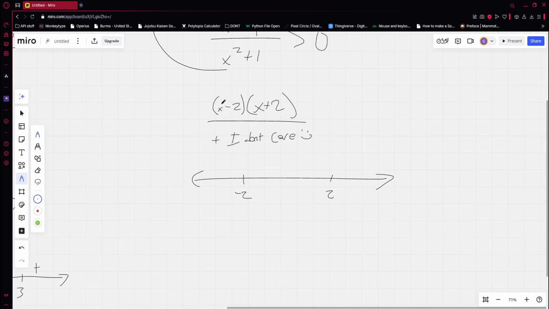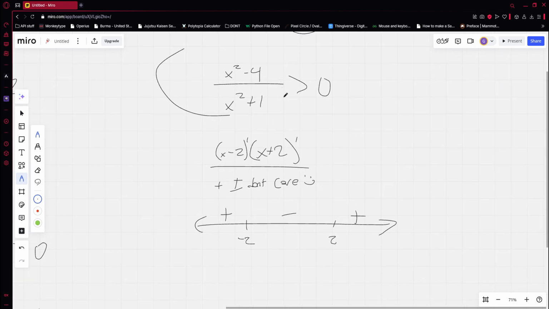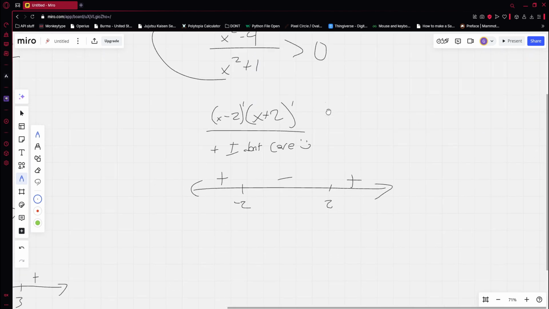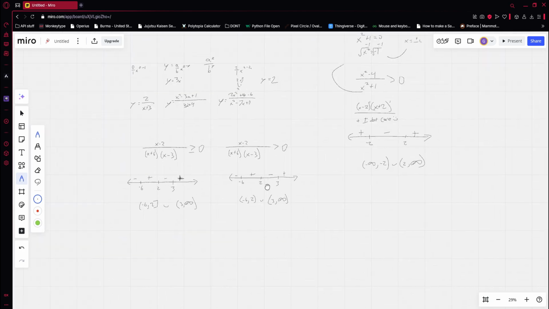So if we do -4 as our test value, -4 minus 2, -4 plus 2, negative, that's positive, positive over positive, we start positive. And then these are odd coefficients, we just flip. Greater than 0, we would do, remember, no greater than or equal to. So, -infinity, -2, to infinity. To infinity and beyond.